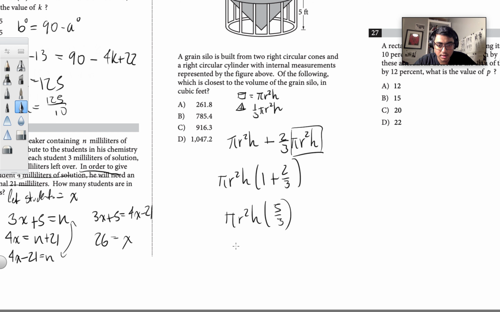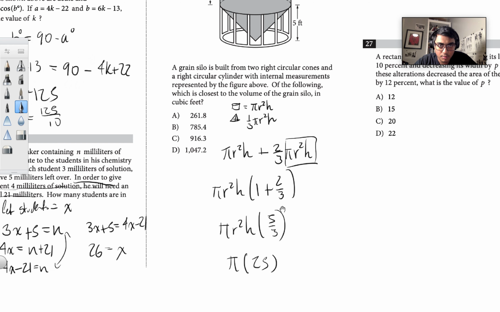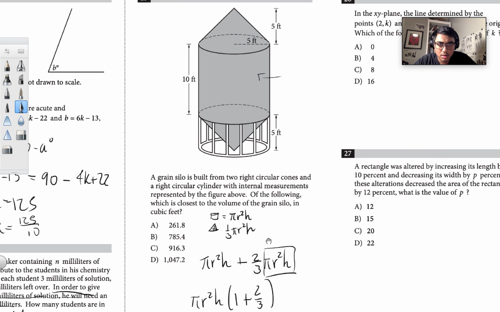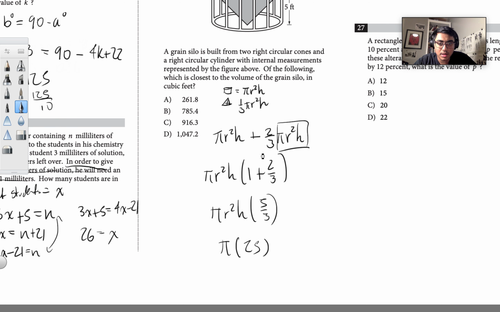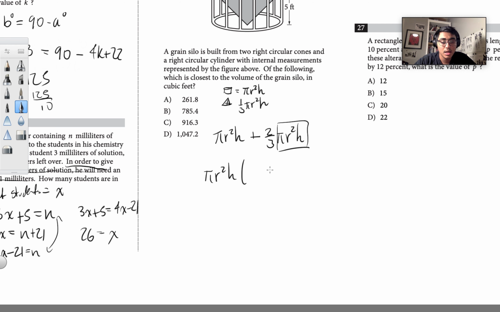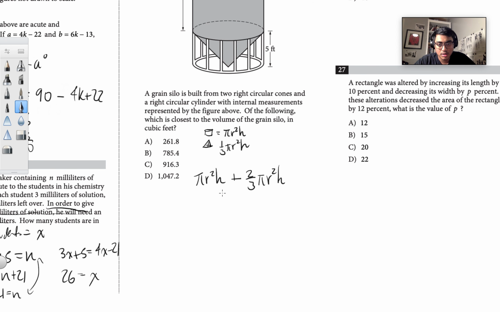So now let's plug in the numbers. So pi, what's the radius? 5, so 25. What's the height? Oh wait, we can't do that. Because we can't do this because the pyramids have different height from the cylinder. So we can't just group these together. So this has to be h1 and this has to be h2.